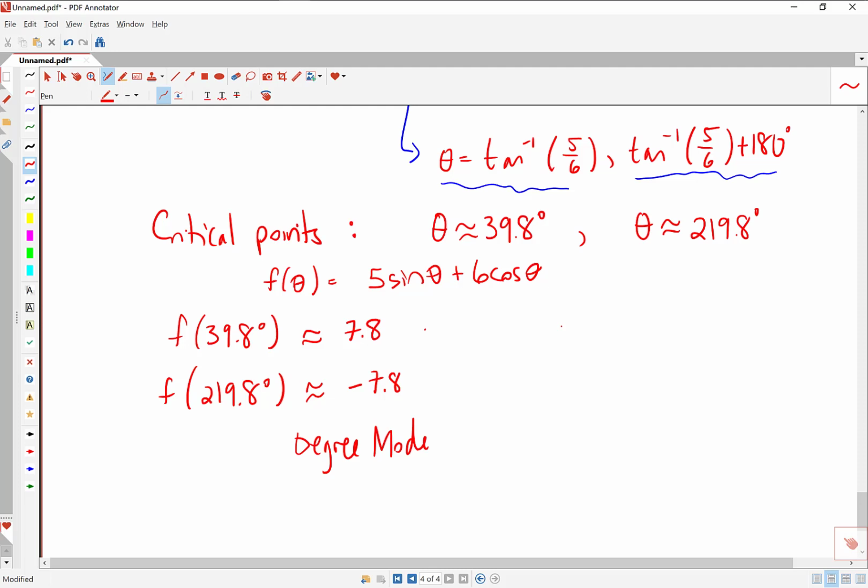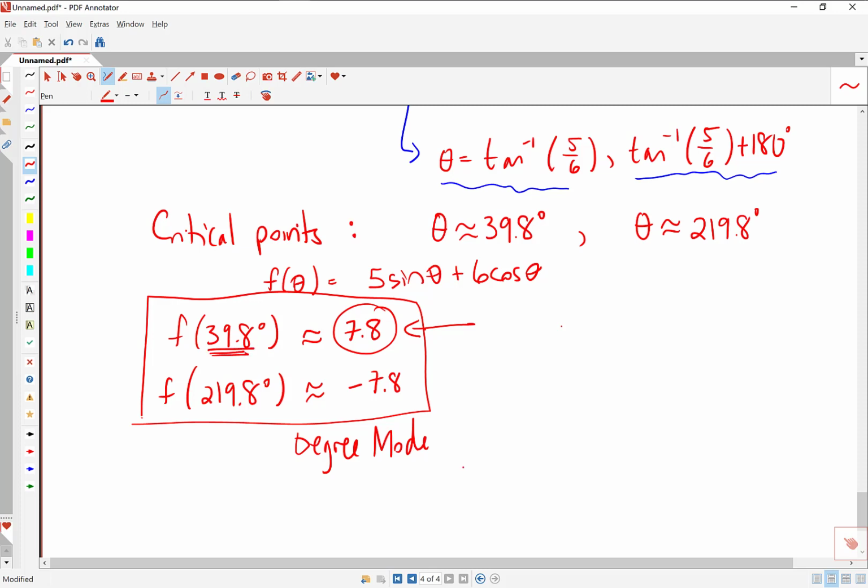Okay, so we're looking for the spot where the function gets as big as possible. We have these two critical points here, and we're just choosing between these two spots, and we're saying, okay, well, this is the bigger of the f values. 7.8 is bigger than negative 7.8. And then to answer the question, we're really asking what angle causes that to happen. That's theta equal 39.8 degrees. Or I can say theta approximately equal to 39.8 degrees. So that angle, just around 40 degrees, is the angle that makes our function as big as possible.